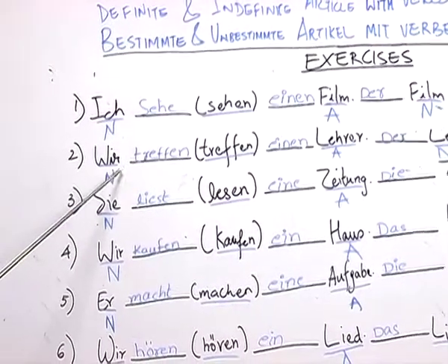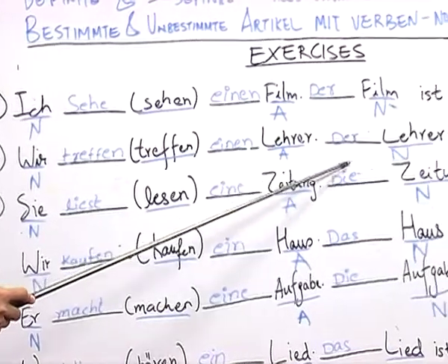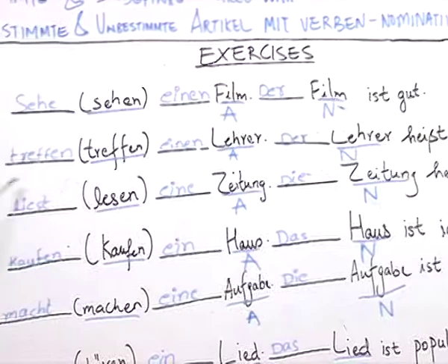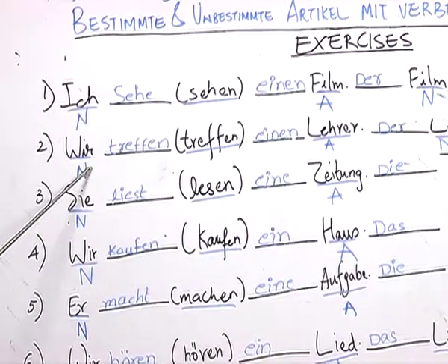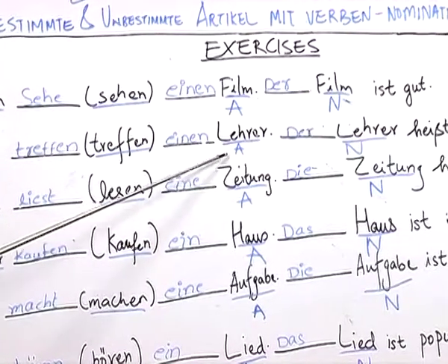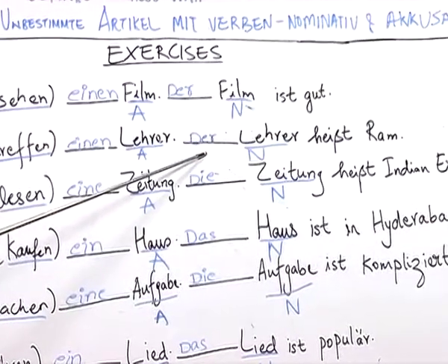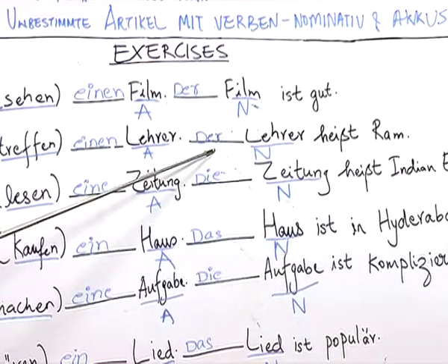Look at sentence number 2. Wir treffen einen Lehrer. Der Lehrer heißt Ram. In this, the student conjugated the verb treffen with the pronoun wir and also wrote the indefinite article einen, which is in the accusative, and wrote the corresponding definite article in nominative, which is der. So, this sentence is also correct.